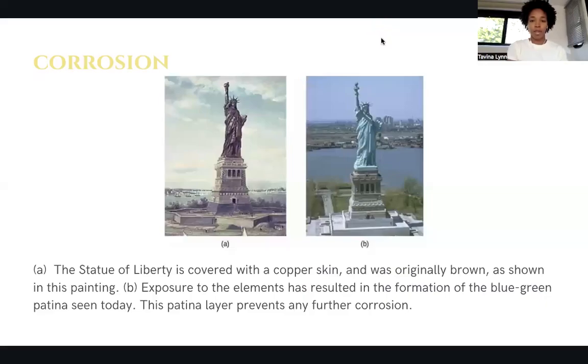Okay, so we're going to finish up with corrosion and electrolysis. So corrosion is, here's an example of corrosion, right?